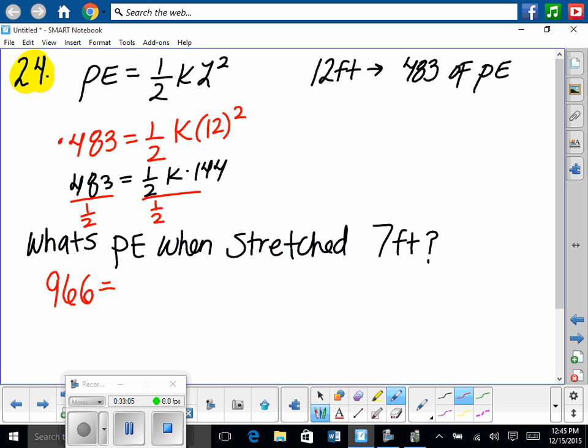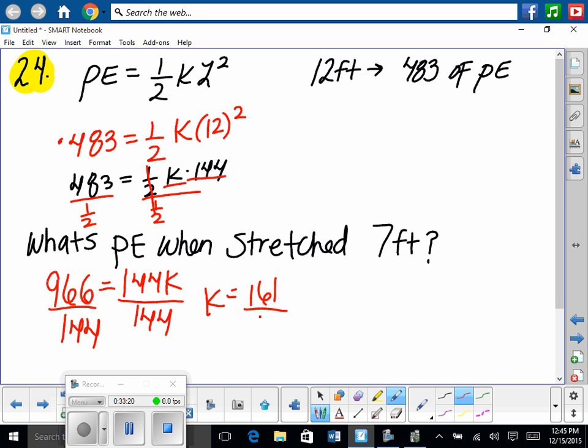And that's equal to 144K. So left on this side was 144 and K. So divide both sides by 144. So our K was equal to 161 over 24. I chose to go for the fraction rather than decimal. So now that we found the spring constant, what's the potential energy? So now we're answering the second question. What's the potential energy when stretched to 7 feet?